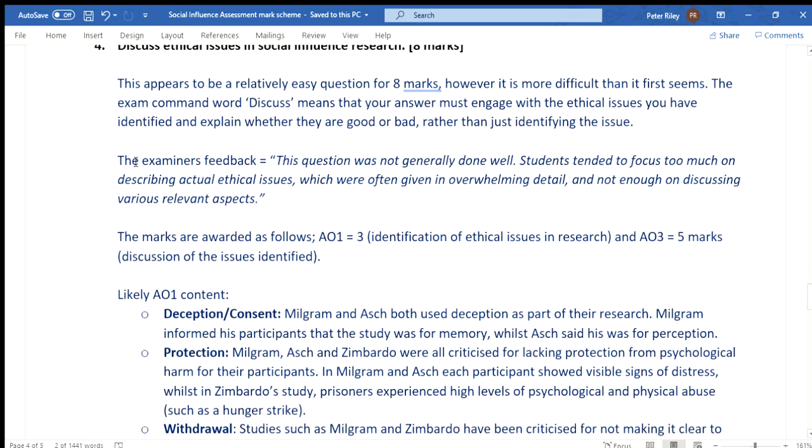So I'll just read you a little comment from the examiner's report. This question was not generally done well. So that's nationally, that's not for our students, but students tended to focus too much on describing actual ethical issues, which were often given in overwhelming detail, and not enough on discussing various relevant aspects.